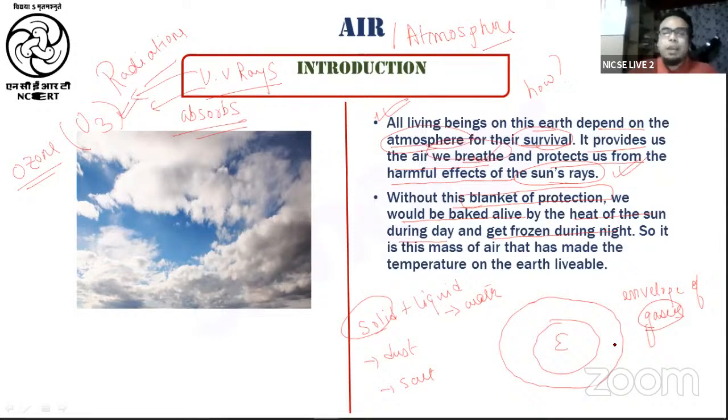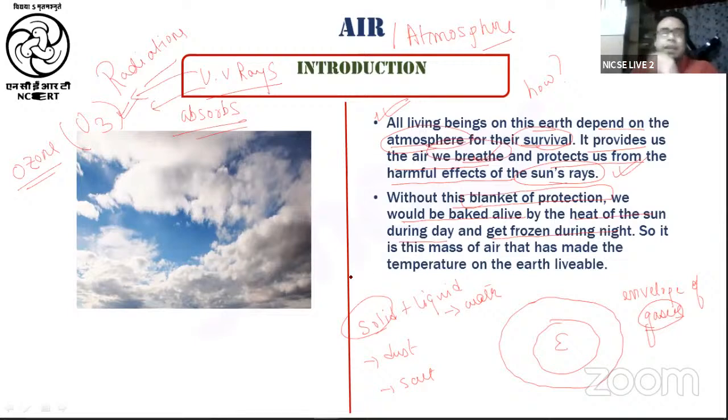Why? Because in the atmosphere you have numerous gases, and these gases will absorb the radiations which are coming from the sun, right? So if these gases were not present, then these radiations would directly fall on the surface of the earth, and it would increase the temperature up to a level where your life form cannot exist.